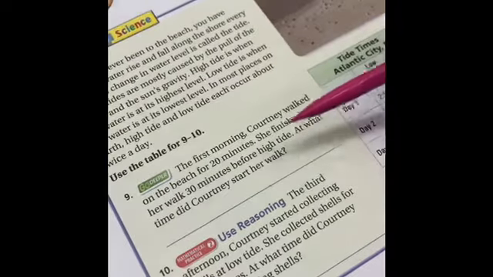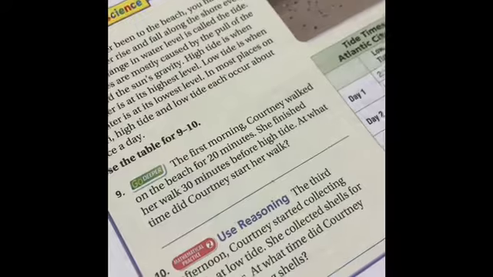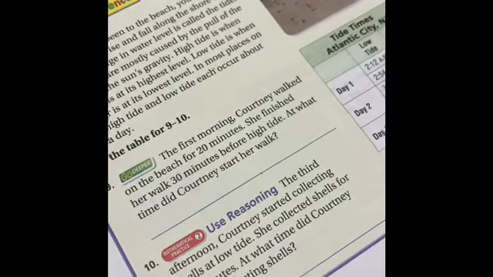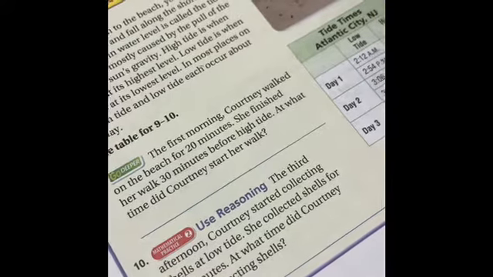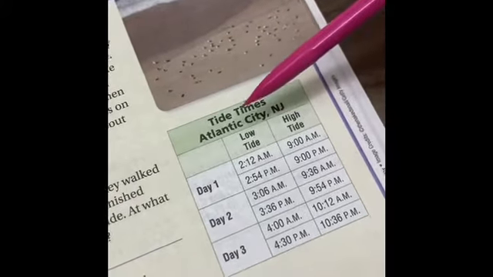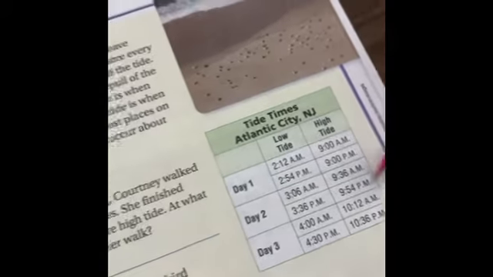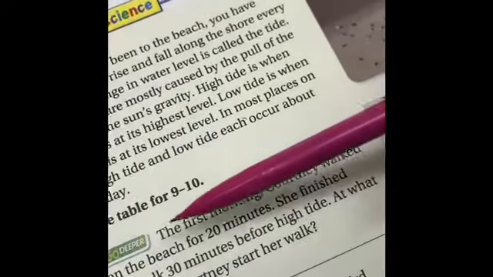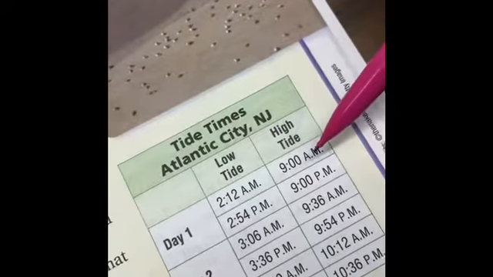So we have, for number 9, the first morning Courtney walked on the beach for 20 minutes. She finished her walk 30 minutes before high tide. What time did Courtney walk? So when we look over here, we have tide times for Atlantic City, New Jersey. We have the low tide and we have the high tide. So since this says the first morning, we're gonna look at day 1 in the morning, which is AM.